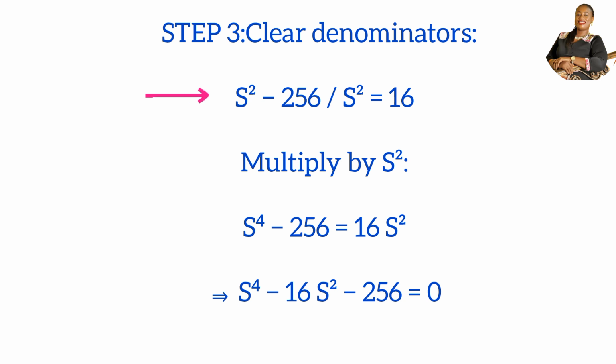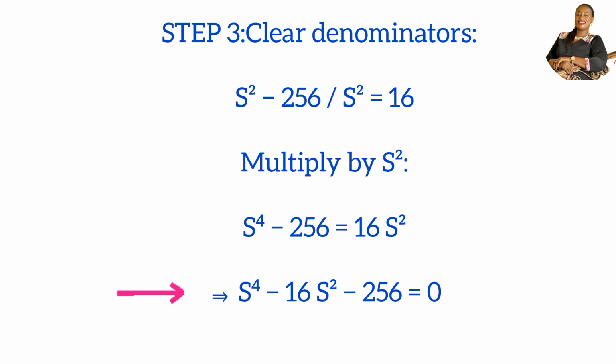To make this easier to solve, we want to get rid of the fraction. So we multiply every term by s squared, which clears the denominator. Multiplying through, we get s to the power of 4 minus 256 equals 16 s to the power of 2. Next, let's bring all terms to one side to set the equation to 0. So s to the power of 4 minus 16 s squared minus 256 equals 0. This is a quadratic equation in terms of s squared, which we can solve to find the value of s.